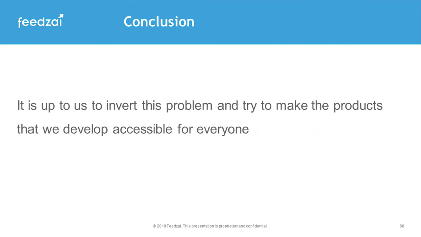It's up to us to invert this problem and try to make the products that we develop accessible for everyone. We have the tools and the power to make the world a little bit better and more inclusive. So let's stop ignoring this problem and contribute to a better accessible web.